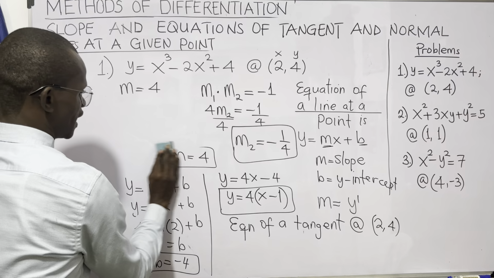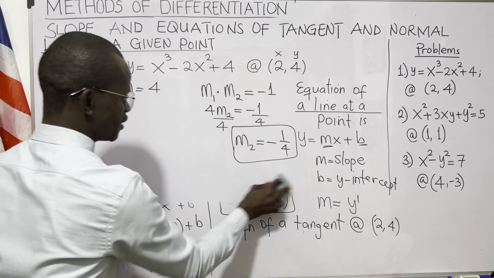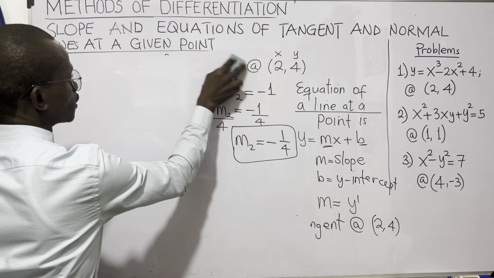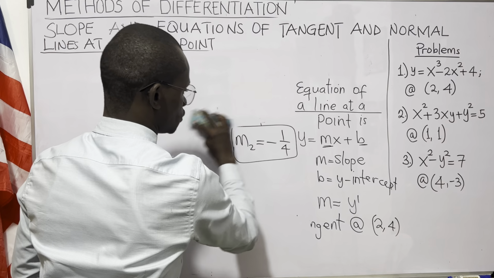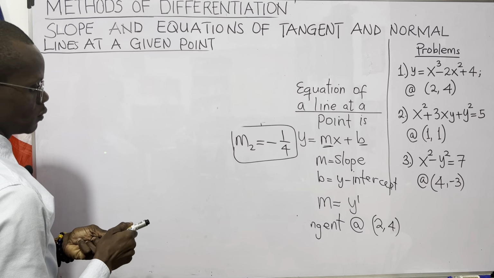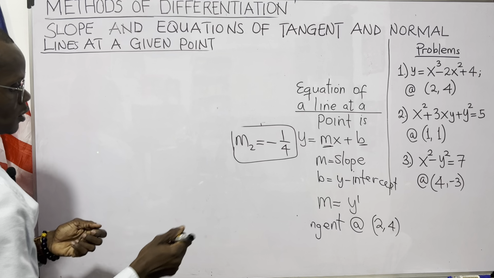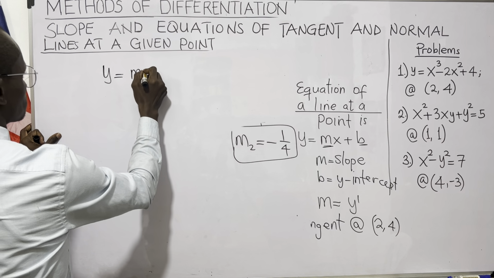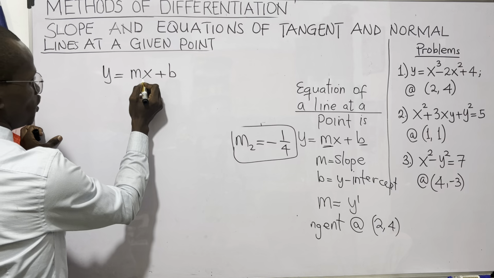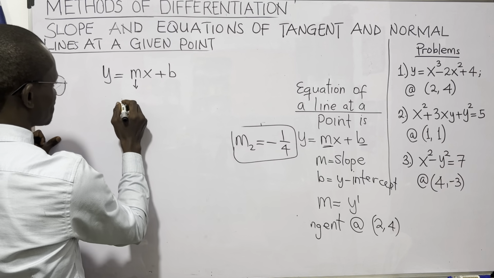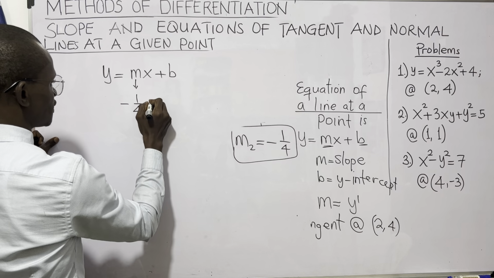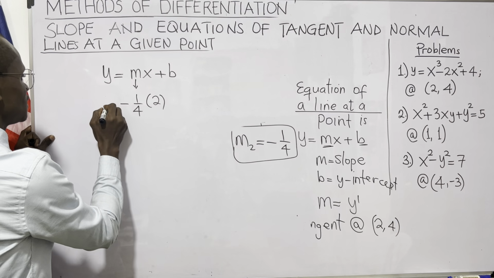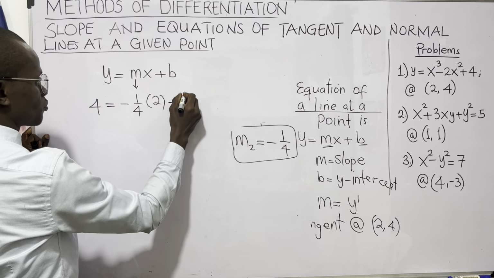So since we now know that the slope of the normal line is -1/4, we can determine the equation. We erase the equation. Okay, so now we have y equals mx plus b. We know that m is -1/4, and x is equal to 2, and y is equal to 4. We want to find b.